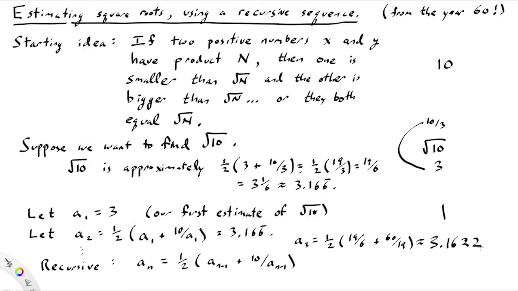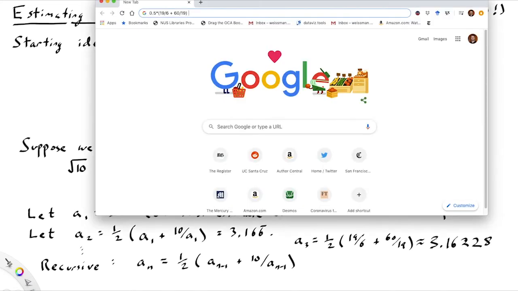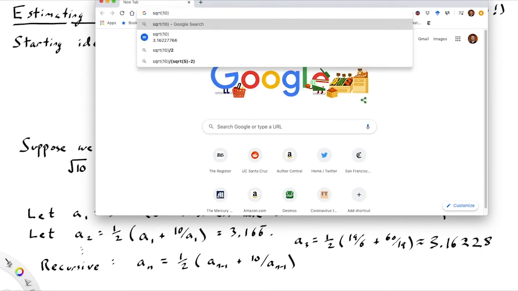So this is my third estimate. My first estimate was 3. My second estimate was 3.16 repeating. My third estimate is 3.16228. And let's actually see what the square root of 10 is if I do an estimate on my calculator. I'll use Google as my calculator again. If I estimate the square root of 10, I get 3.16227766, which is very close to 3.16228.